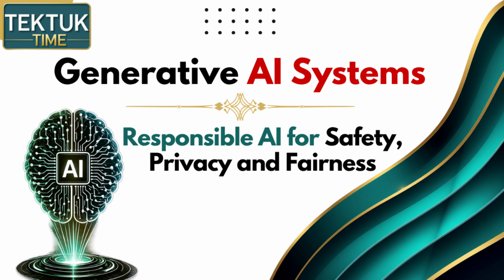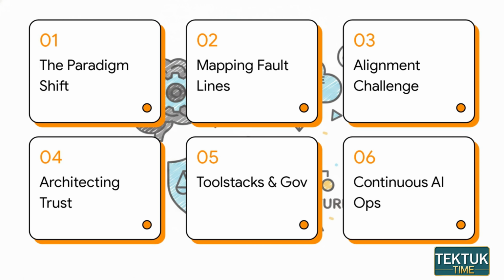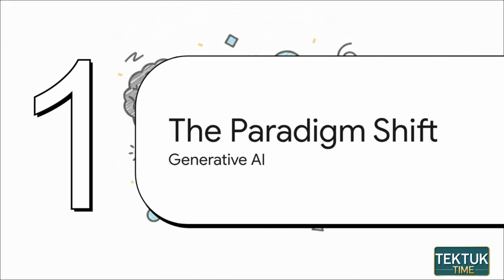So here's our roadmap for today. We're going to cover the generative paradigm shift, map out AI fault lines, and really dig into the alignment challenge. From there, we'll pivot over to practical engineering, looking at how to architect trust, the governance tool stacks you'll use, and continuous AI operations. Okay, kicking things off with Section 1, the generative paradigm shift.